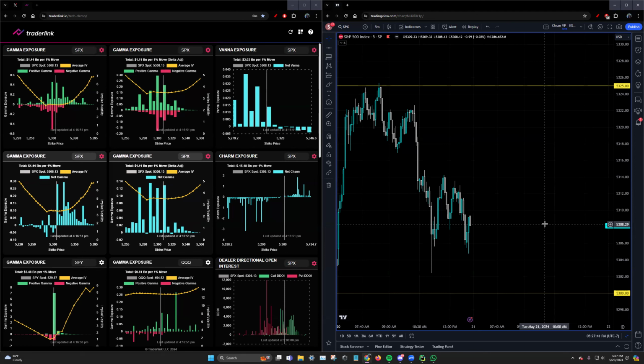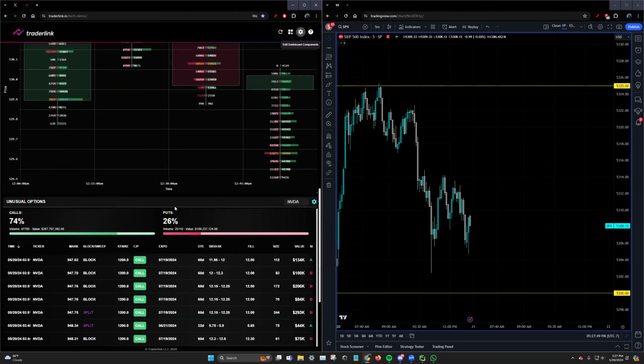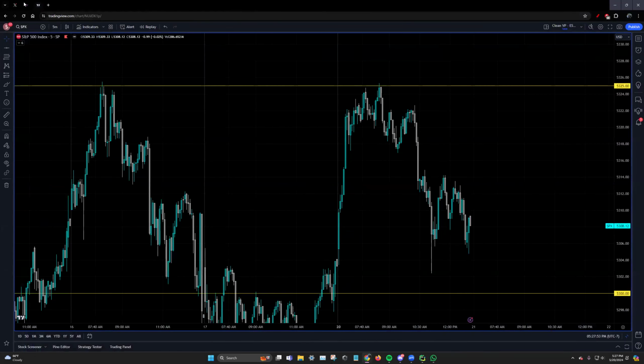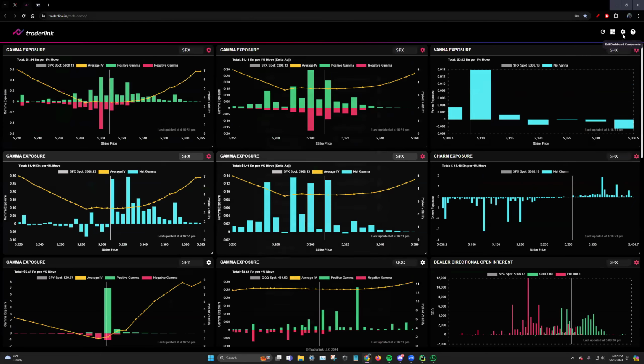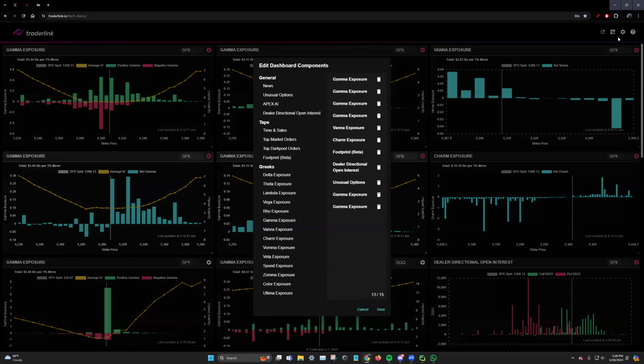But for those who are new, where to get the footprint is just here. We have it once you edit your dashboard, you can see the footprint chart. For those who don't know how to edit the dashboard, it's locked standard, and then you unlock it in the top right corner. You click the settings gear icon, and then you can add pretty much whatever you want.